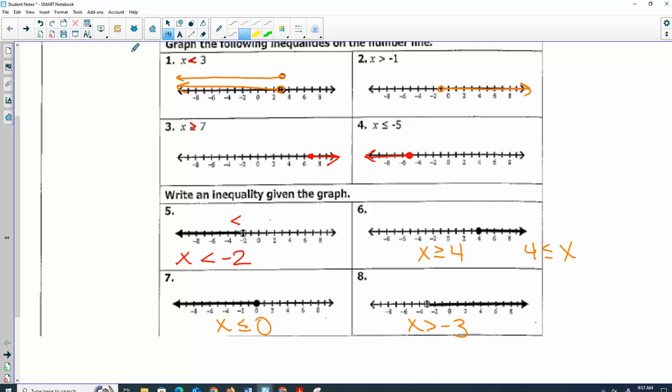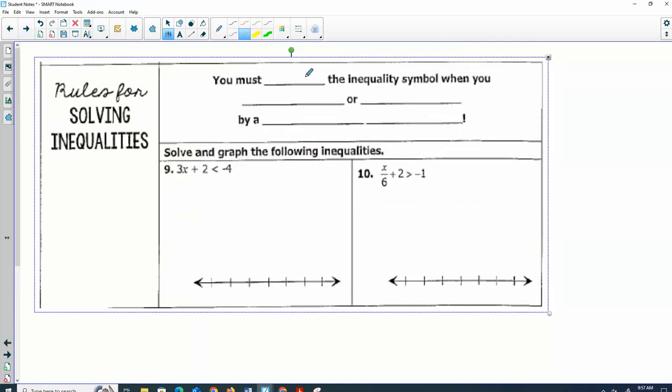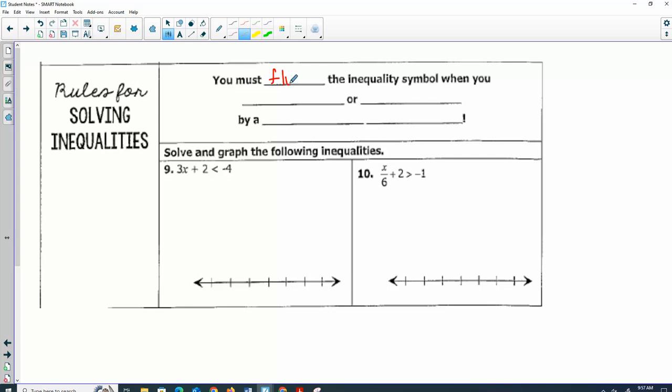Okay, now we're going to talk about solving our inequalities. With that, there is something we need to remember. We have to flip the inequality when we multiply or divide by a negative number. So with inequalities, if we multiply or divide by a negative, we flip that inequality symbol. Otherwise, it's the same as solving an equation. So all the same steps.